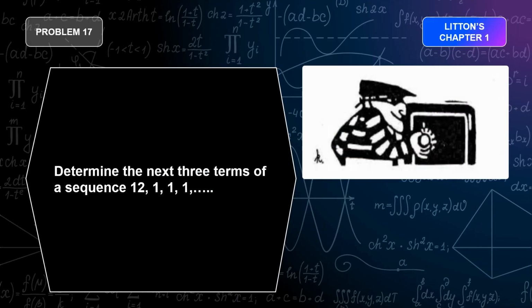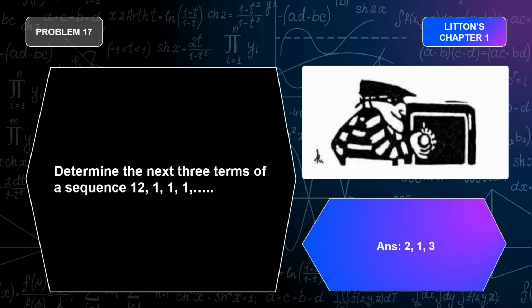Problem number 17. Determine the next three terms of the sequence 12, 1, 1, 1. The correct answer is 2, 1, and 3. The sequence represents the number of chimes of a wall clock which strikes once on the half hour.